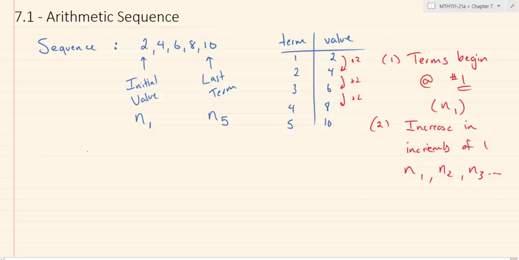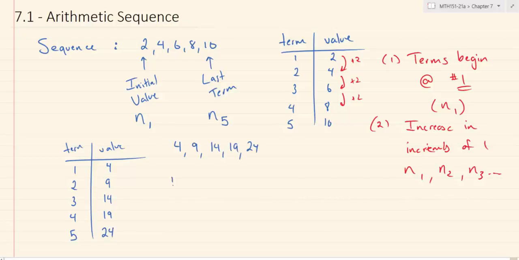So if we started out with another sequence, again, we could say this is the term, and then this is its value. Maybe we just start with 1, 2, 3, 4, 5. So this sequence, again, will have 5 terms in it. And let's do this. Let's say 4, and then 9, and then 14, and then 19, and then 24. What is n sub 1? What is the first term? That's pretty easy, that's 4.